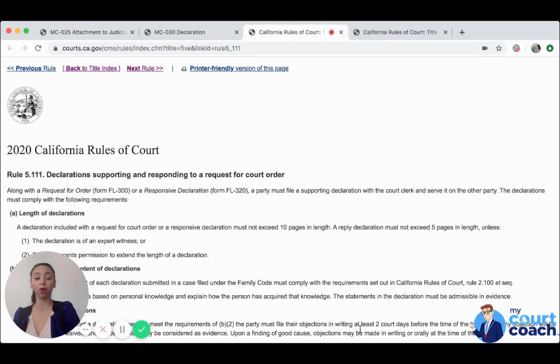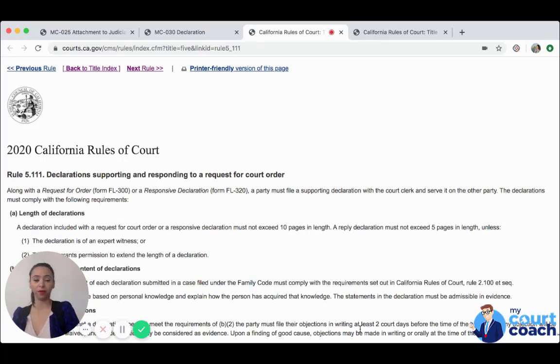So your own knowledge: what you saw, what you did, or if you did observe something where somebody said something, like what they call an excited utterance, like somebody got hit by a car and somebody said, "Oh my God, I'm sorry," things like that, then yes, you can include it in your declaration.